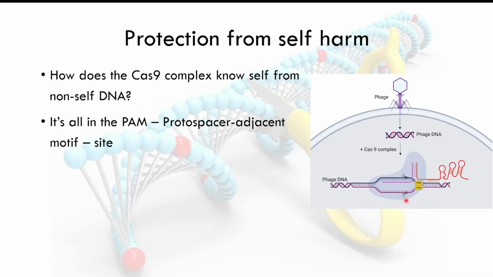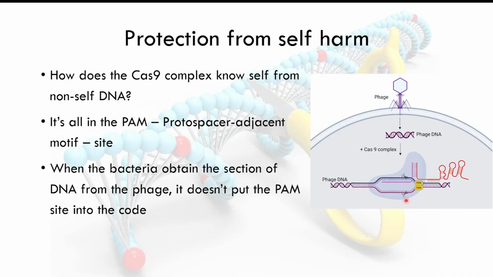All right, so the other factor is there's a particular site. This particular site is called the PAM, the protospacer adjacent motif. PAM is a recognition site. So that protospacer adjacent motif site is the part that it's looking for. When the bacteria obtains the section of DNA from the phage, it doesn't put the PAM site into the code.